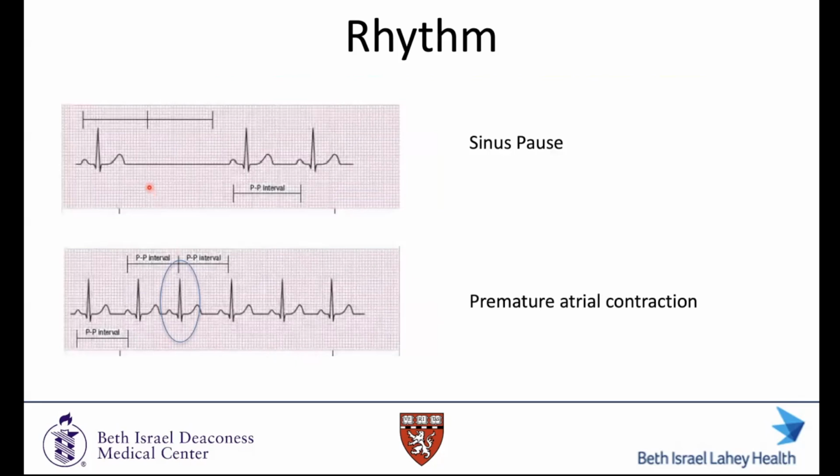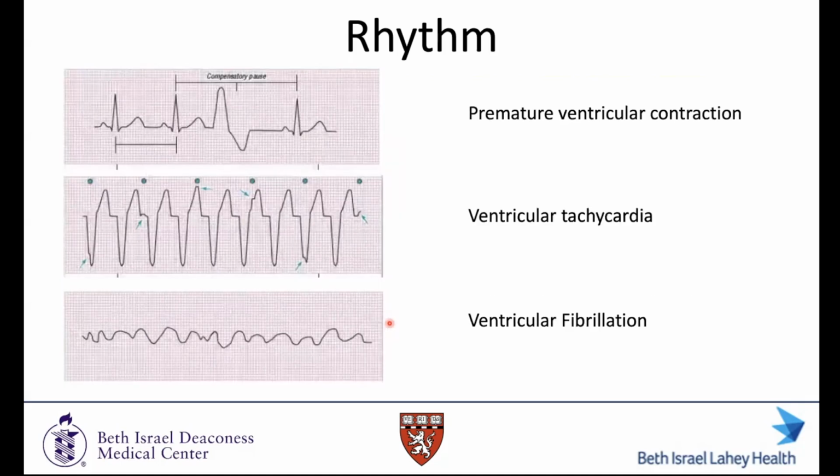So over here, we have a period of no electrical activity, and then we have resumption of our normal PQRST, which is consistent with a sinus pause. Other atrial rhythms that you can see, sometimes you have a premature atrial contraction, which is exactly what it sounds like. Basically, there's a P wave that comes a little bit early, and after this, you can have a compensatory pause. In addition to sort of atrial rhythms that we can see, there's also ventricular rhythms we can see.